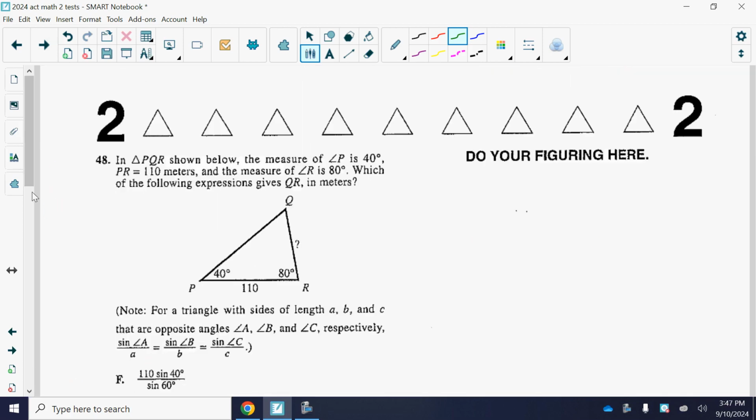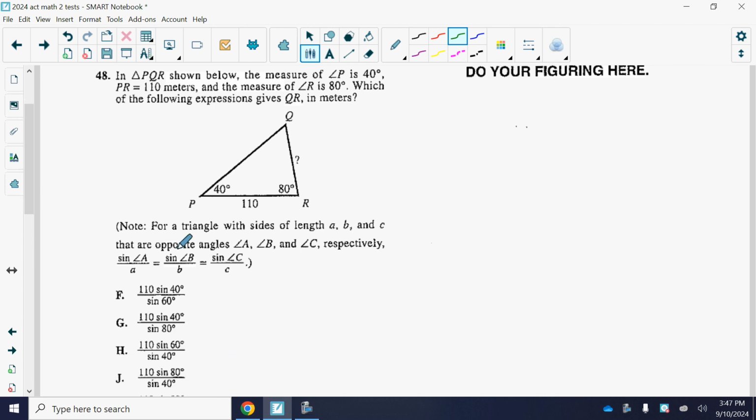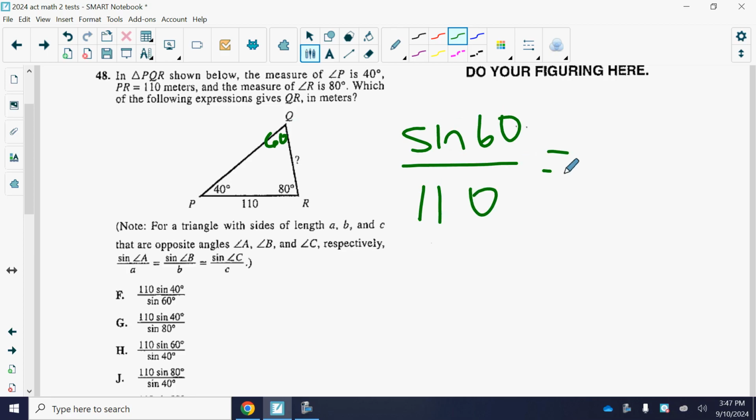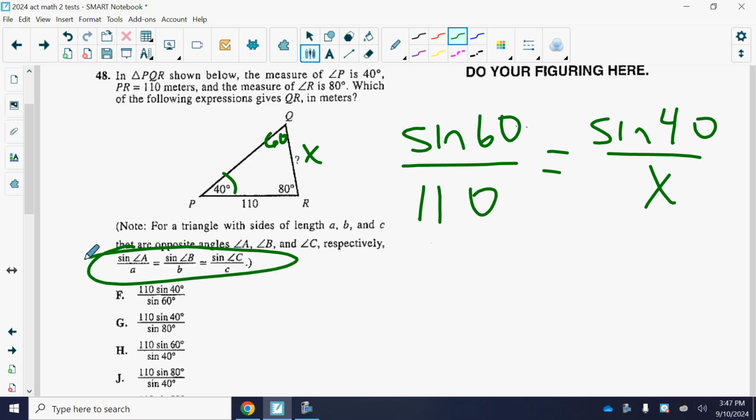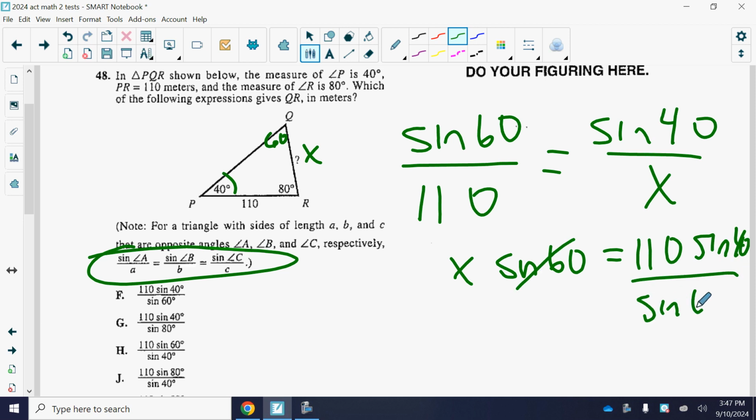Hey, hey, hey. Math class today. 80 and 40 is 120. That makes this 60. The law of sines says the sine of 60 is to 110, I'm looking for this, so I go opposite, as the sine of 40 is to x. It's this ratio here. It's the easiest ratio to learn ever. Sine of an angle is to the opposite side. Cross multiply. X sine 60 is 110 sine 40. And you divide by sine of 60, and there she is. It is F, I think.